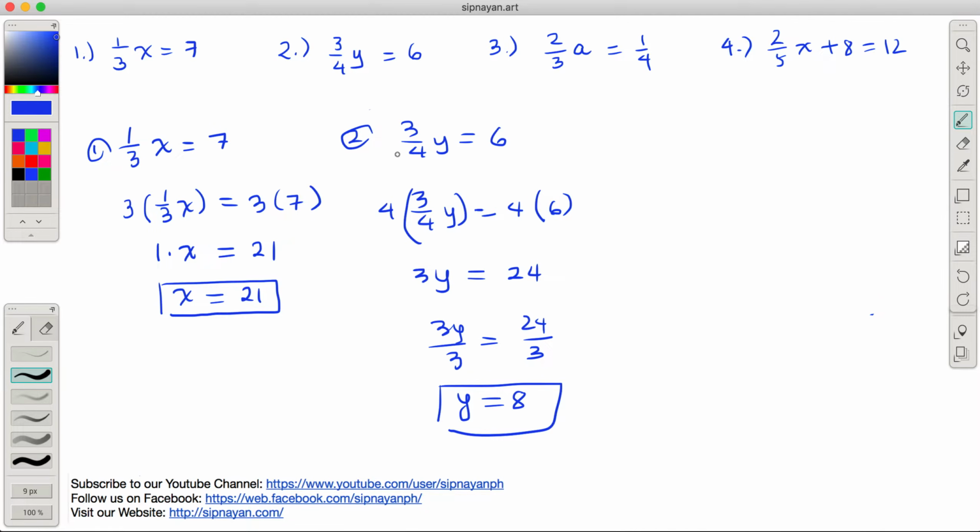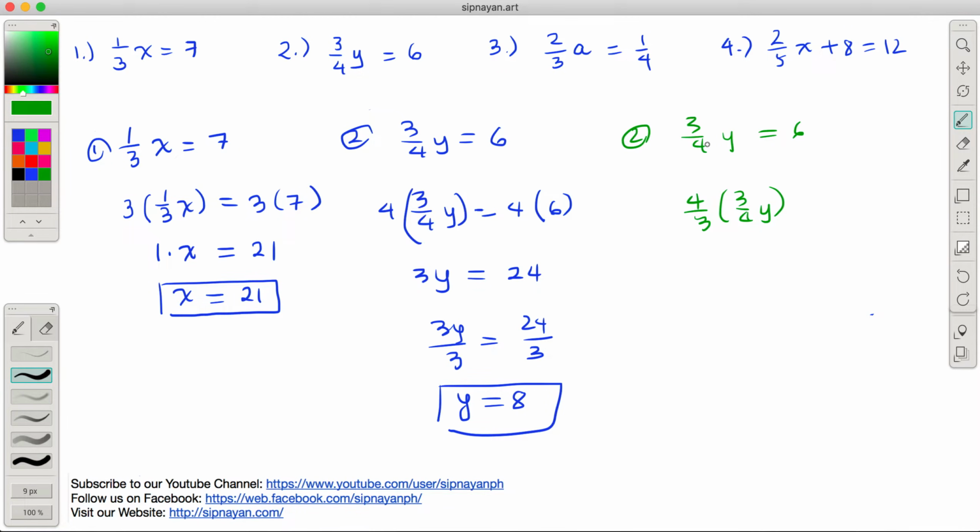We can just multiply by the reciprocal, no? This is solution 2. 3/4 y equals 6. Pag minultiply natin yung sa reciprocal niya, 4 over 3 times 3/4 y. Ano ang 4 over 3 times 3/4? Di ba ito ay reciprocal siya ng 3/4? Pag binaliktad mo yan, yung numerator at denominator, pag binultiply mo sa original fraction, automatic magiging 1 yan kasi makakancel yung 3, makakancel yung 4. Puro 1 na yan, di ba? O kaya, 4 times 3 is 12, 3 times 4 is 12. 12 divided by 12 is 1.